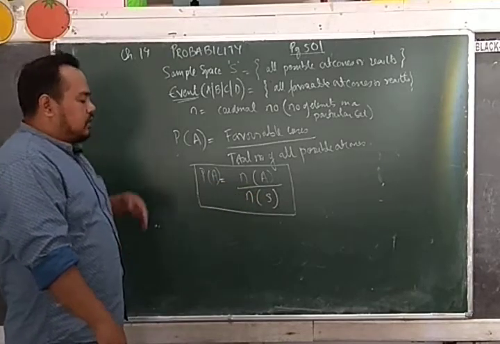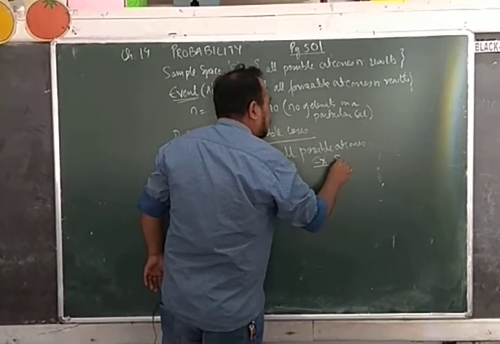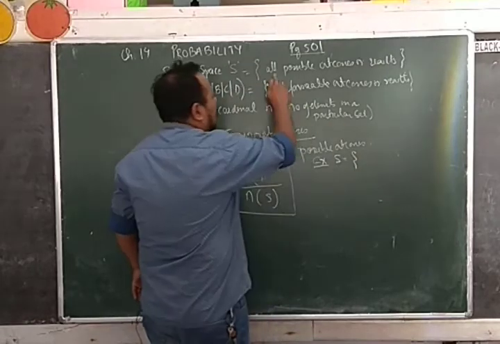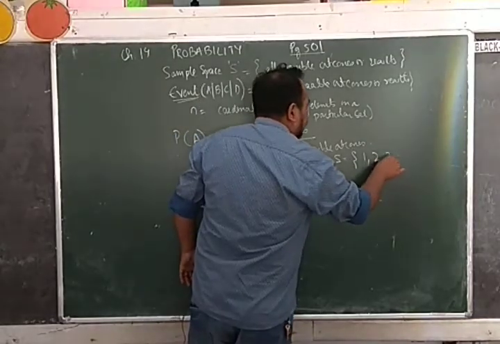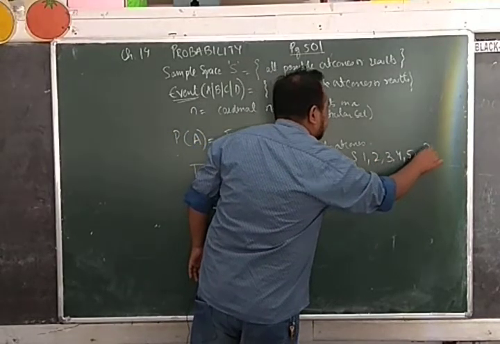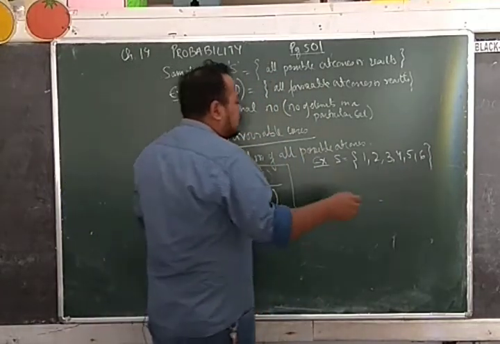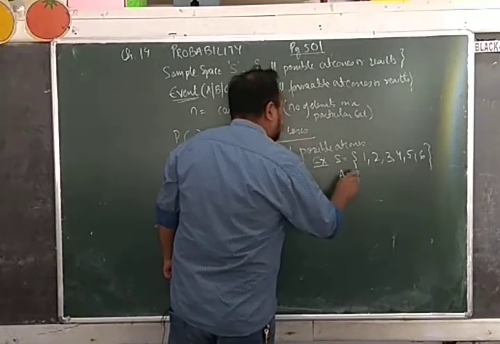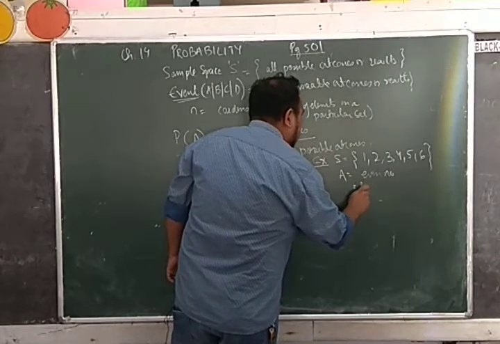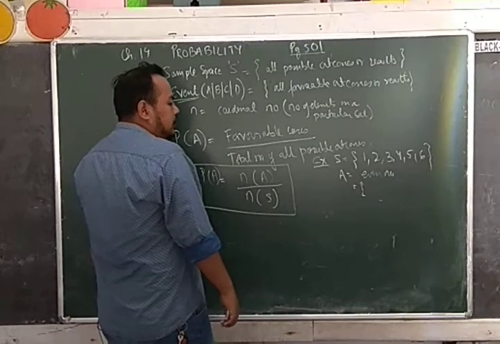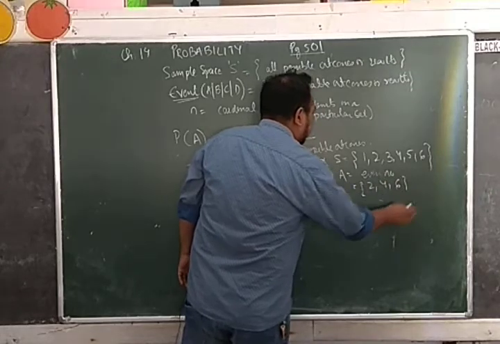To make this definition clear, let me give you one example. Suppose you roll a die. S, the sample space, is all possible outcomes. There is an equal chance of getting 1, 2, 3, 4, 5 and 6. Probability means chance. Let us say I want only even numbers, so event A is an even number. What numbers are favorable to me? Even numbers: 2, 4 and 6.